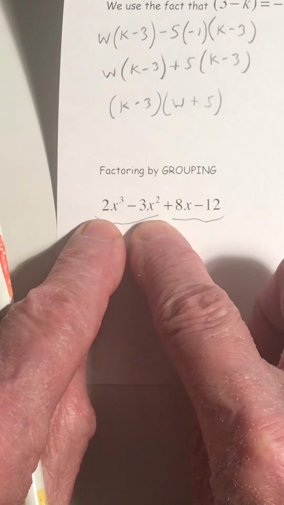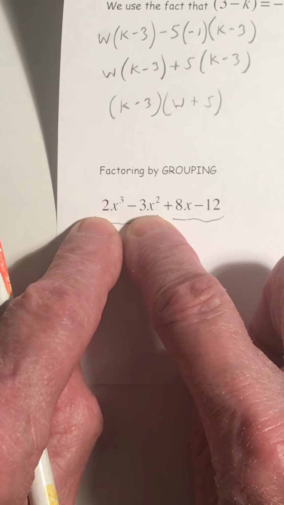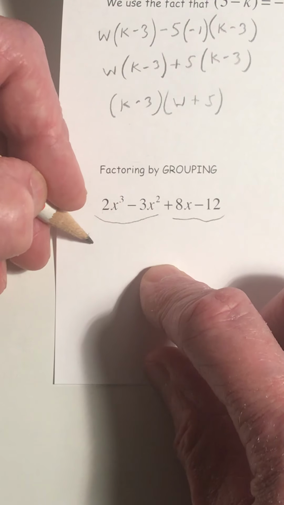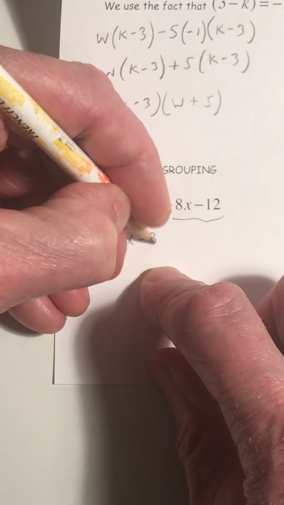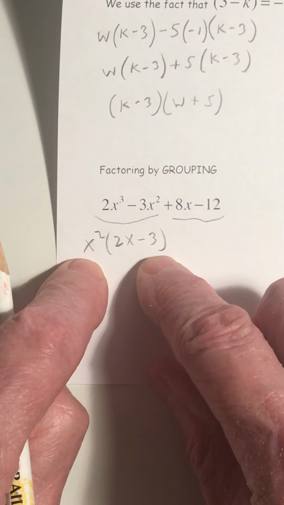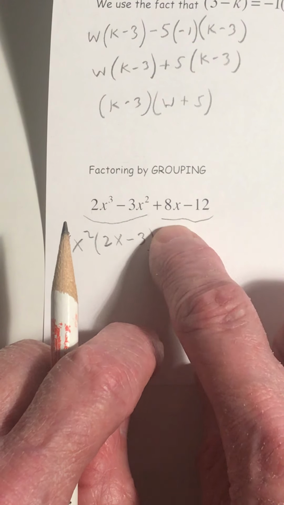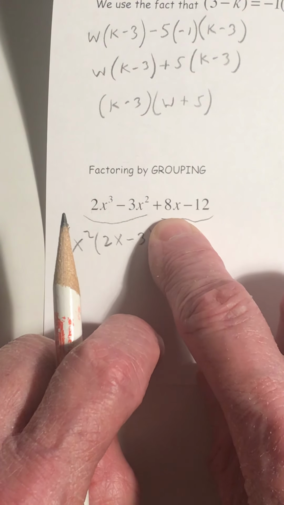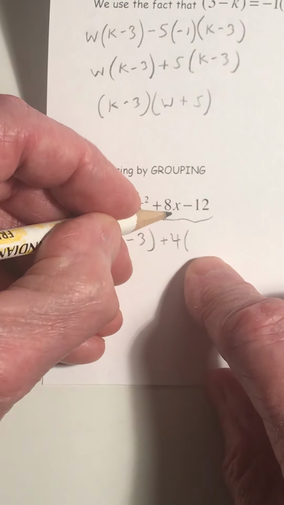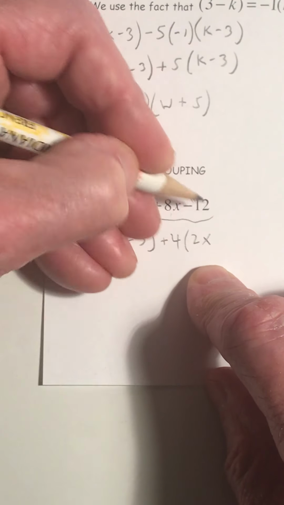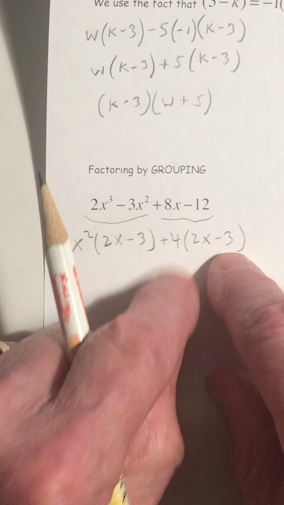So looking at these two by themselves, what common factor do we have? Nothing with the numbers except a 1, useless, but we can factor out an x squared. I can write x squared times 2x would make 2x cubed, and then minus 3. See, there's 2x cubed minus 3x squared, written differently. Then these two independently, do you see a common factor there? How about a plus 4? I can write plus 4 times, what do I need in here? To make an 8x, I need a 2x. And to make a minus 12, I need a minus 3. So there's 8x minus 12 written that way.